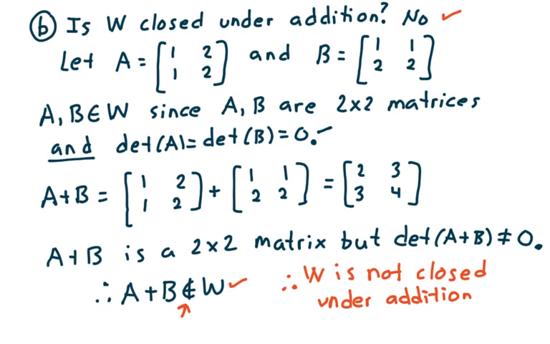So when you want to show something's not true, a counterexample is sufficient. But if you want to show something is true, you have to do it in general. Very important.